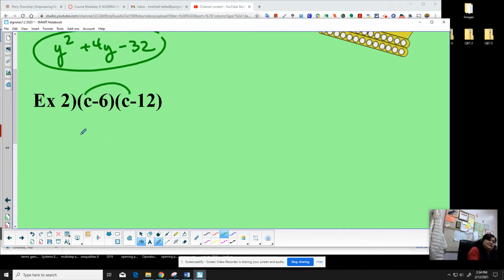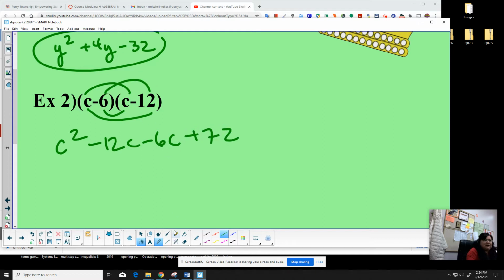So if you multiply these two, that's c squared. These two, that's negative 12c. Inside is negative 6c. And last is positive 72. And then we can combine the middle two again. And you're going to find that we can almost always combine those middle two, unless there's multiple variables in it. So that's c squared minus 18c plus 72.